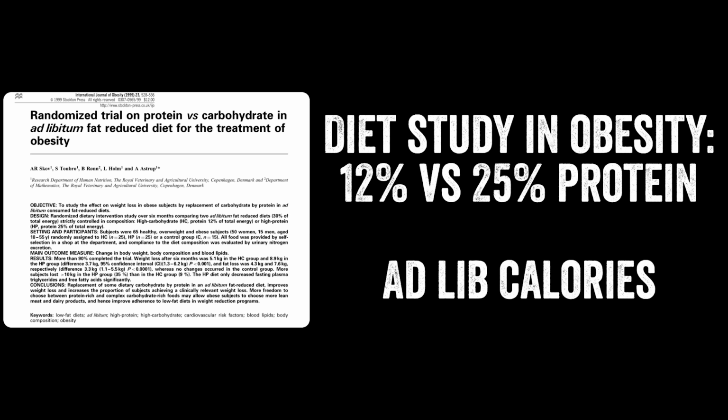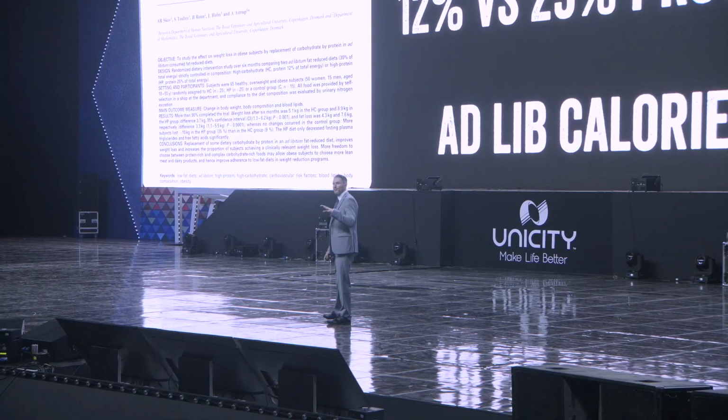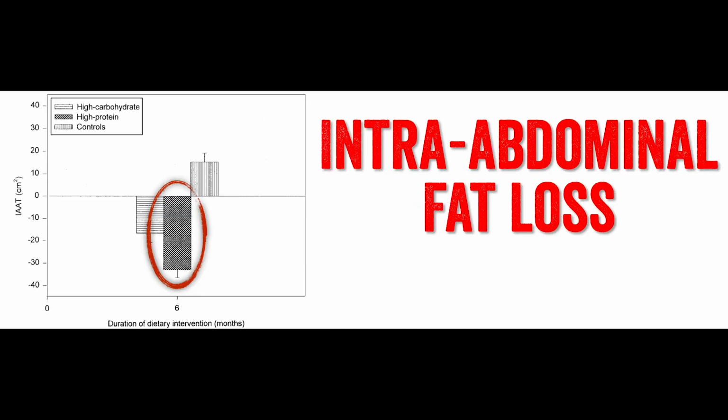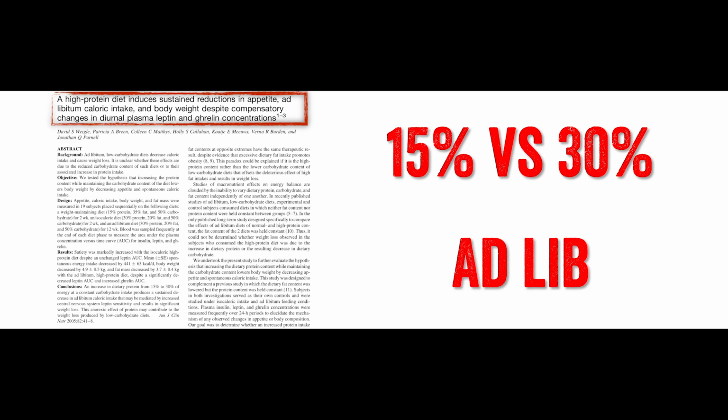Now let's look at a couple studies where we actually looked at protein percentage and the outcomes in humans. This is a diet study in obesity, 12% protein versus 25% protein with ad lib calories, which means you ate as much as you wanted. Here's the weight loss in 12% versus 25%. As you can see, higher protein is always better, even when you're eating as much as you want. And look at intra-abdominal fat loss on the high protein diet. It's dramatically superior.